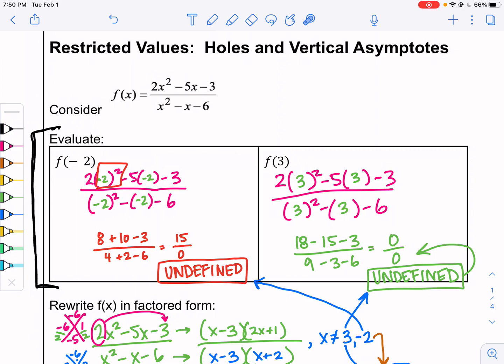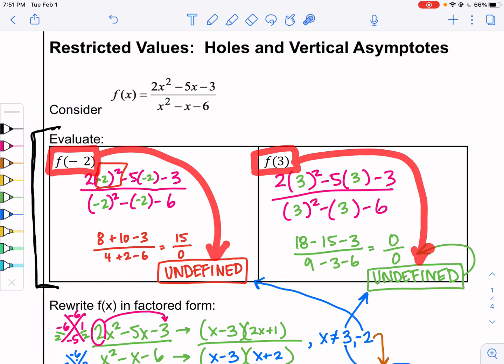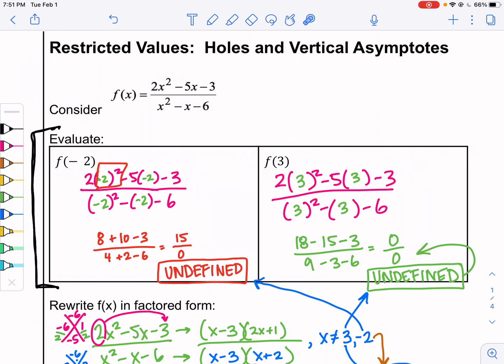And what we saw when we plugged in -2 was that we got 15 over 0. Remember, every time we divide by 0, it's going to be undefined, right? So when we plug in -2, we get an undefined answer, and when we plug in 3, we get an undefined answer. So we had a weird moment like, whoa, why did that happen? We're going to think a little more about what made that happen.